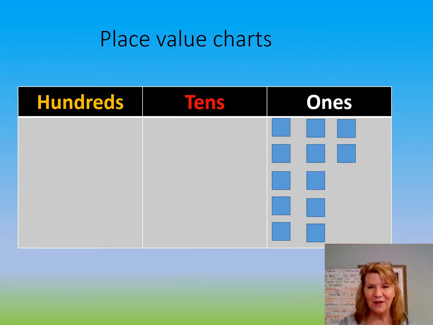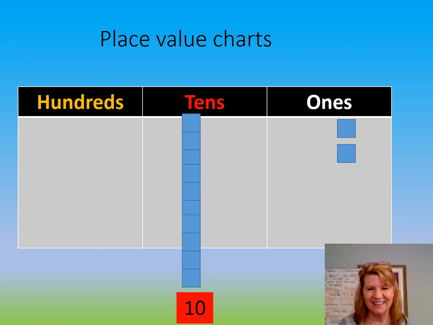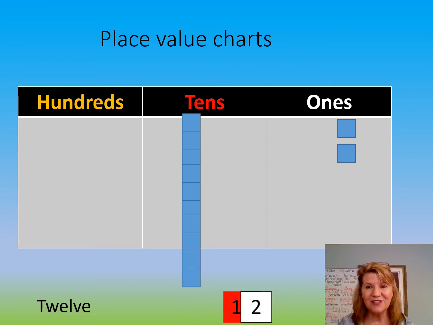How many do you count now? Tell your partner what we need to do. Since there are 12, we will have to group 10 of them together and move them to the tens column. Is that what you said? Good job. So we have 1 ten and 2 ones, which equals 12.